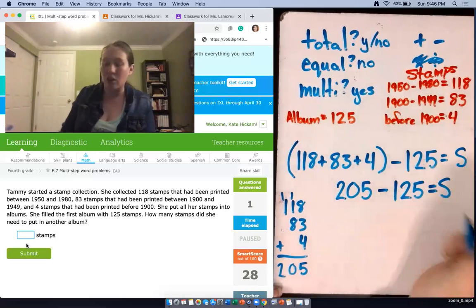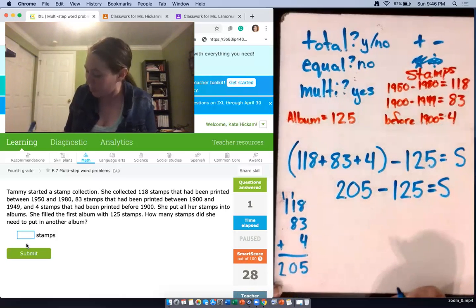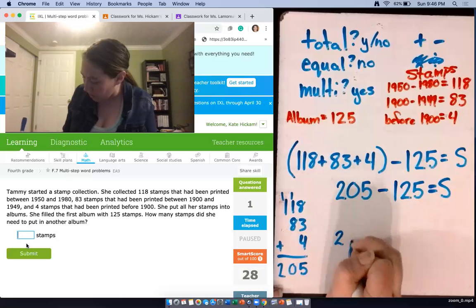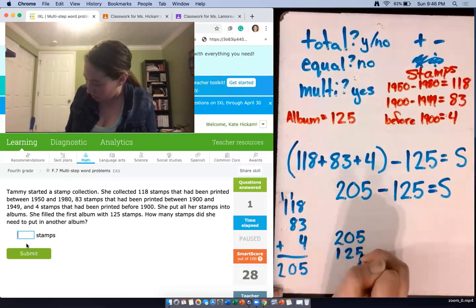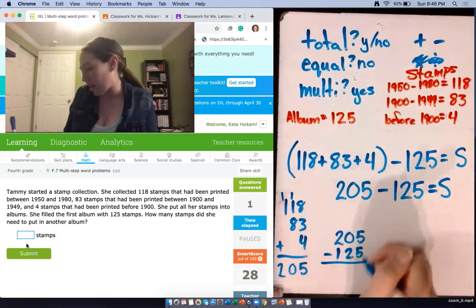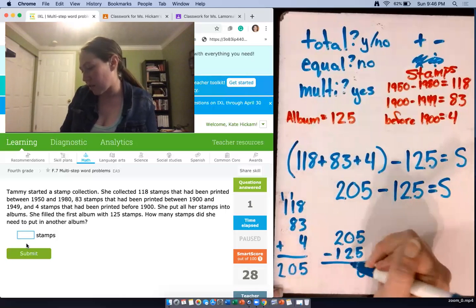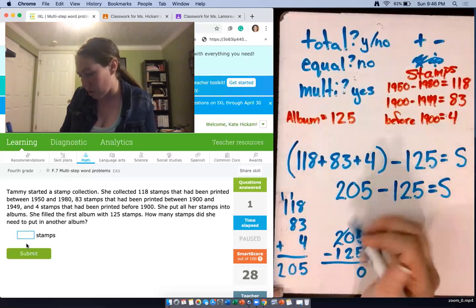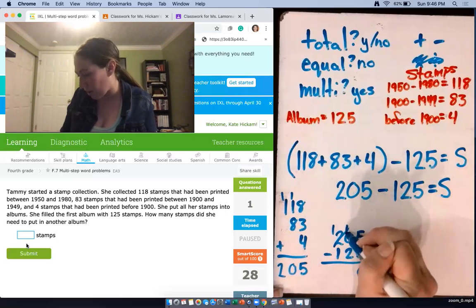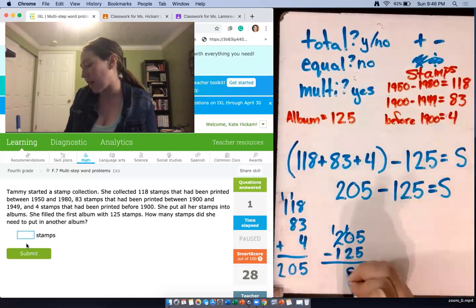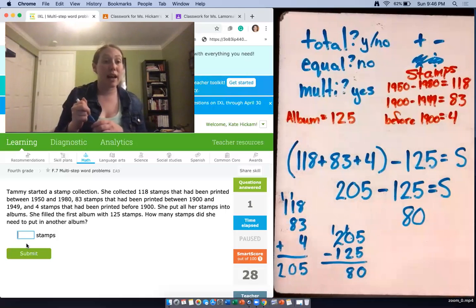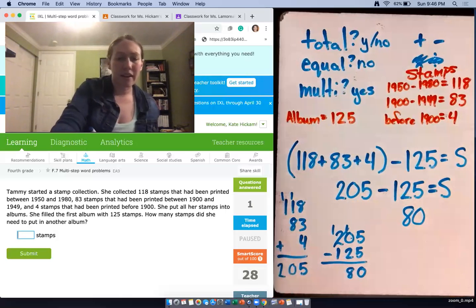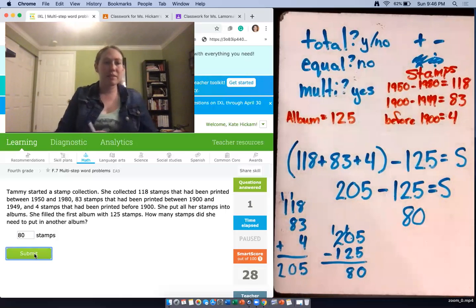want to know how much is going to go into her second album. So now I have 205 minus 125. 5 take away 5 is 0. 0 take away 2 equals can't do it. Cross out the 2, write a 1, write a little 1. 10 take away 2 equals 8. So 80 stamps are going into her next album. 80, submit.